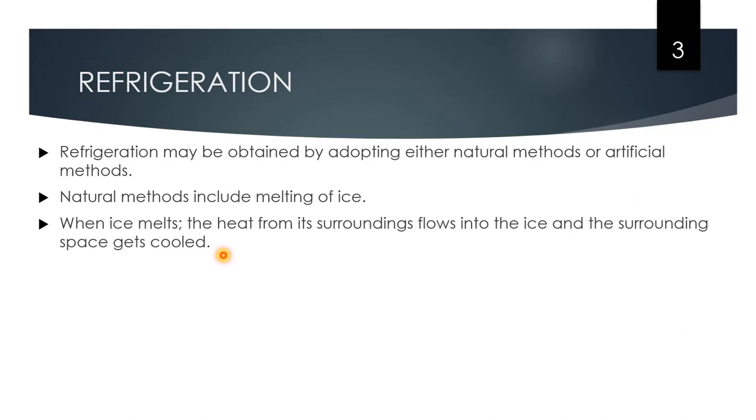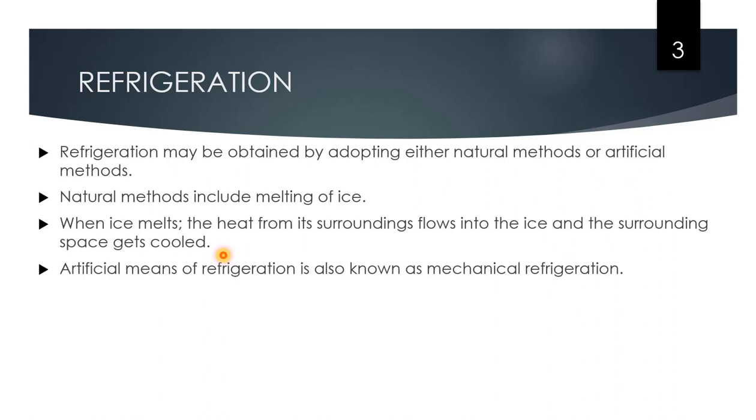Okay, so the ice absorbs the heat energy and it melts, and because of that the surrounding gets cooled. Okay, so that is the natural method of refrigeration, and artificial method means mechanical refrigeration. So an artificial means of refrigeration is also known as the mechanical refrigeration system.